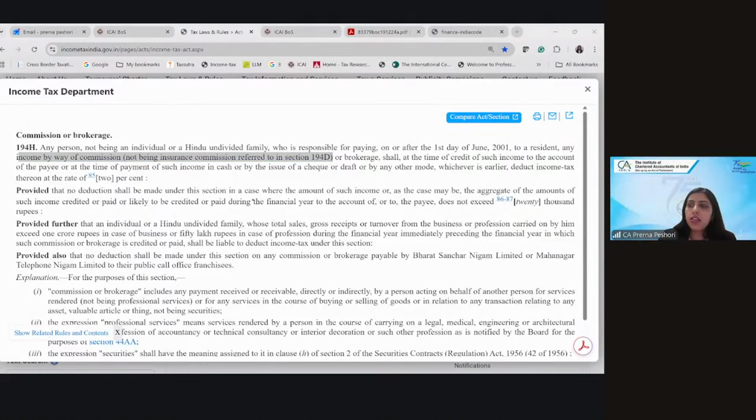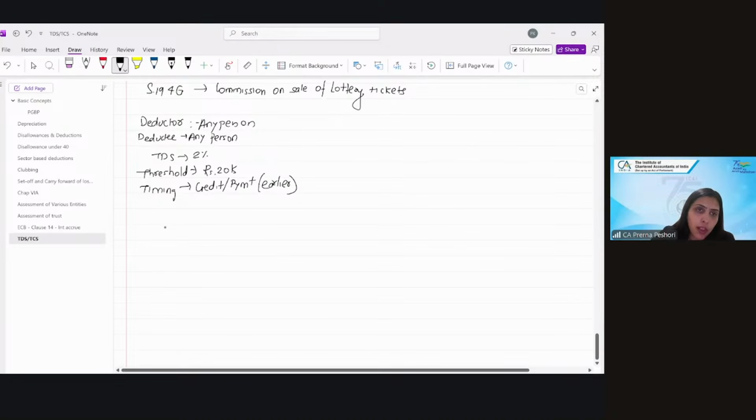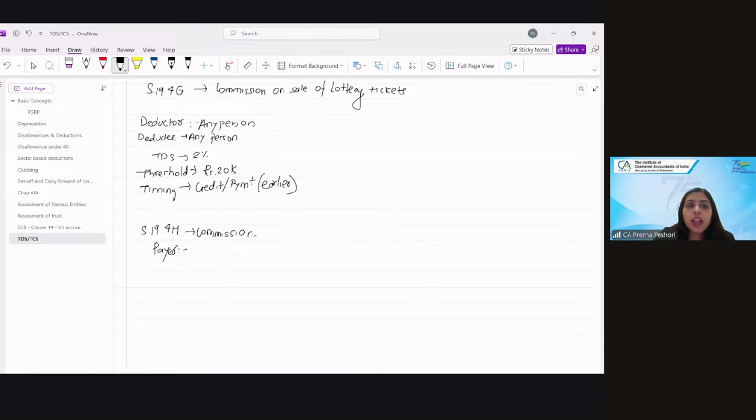So section 194H, commission. So the payer here will include any person. For individual or HUF, we'll talk about later. Payee is a resident.